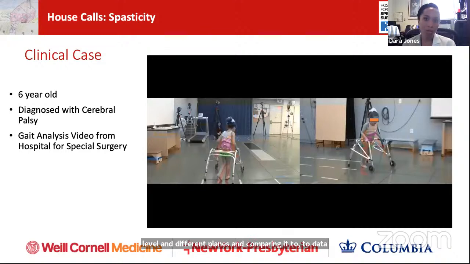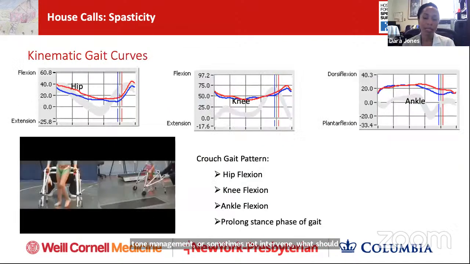And it really gives us a good idea of how we can intervene, whether that's with bracing, therapy, surgery, tone management, or sometimes not intervene. What should we avoid in this particular child? So it's really an invaluable piece of information that we're able to gather and use as part of a team as we're coming up with these plans.